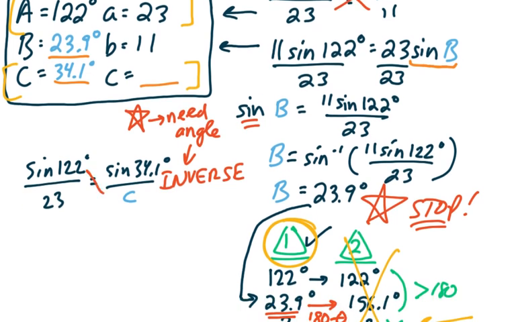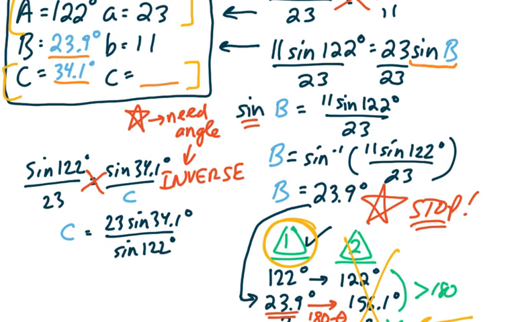All right, I think we're good to go. I'm just going to jump to where I solve for C. C should be equal to 23 sine of 34.1 over sine of 122. I do not need to find the inverse, folks, because I'm not finding an angle. I'm finding side C, so I don't need to use inverse here.